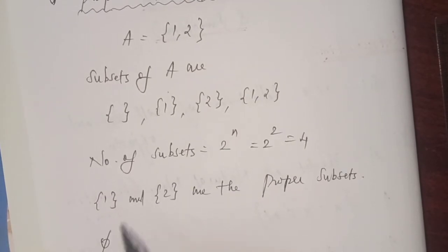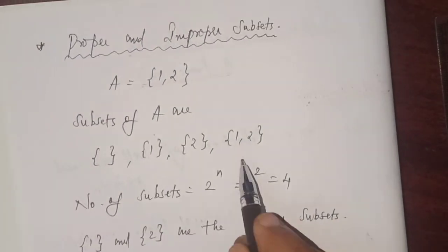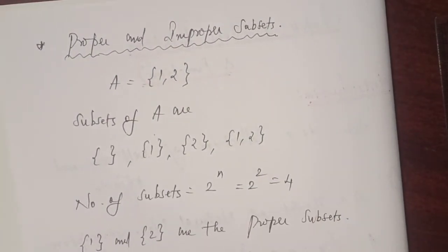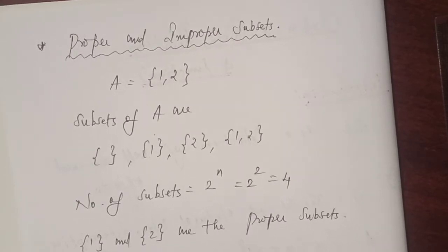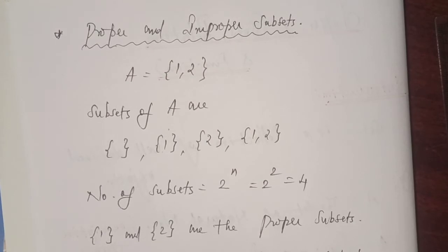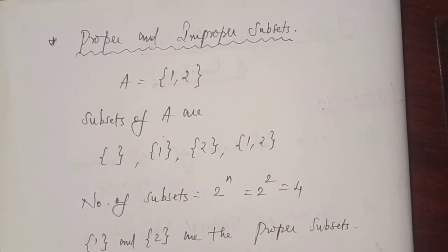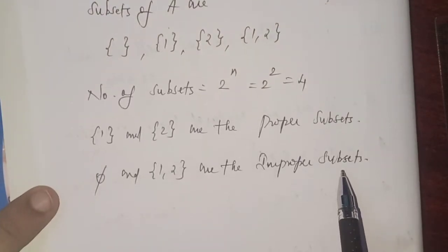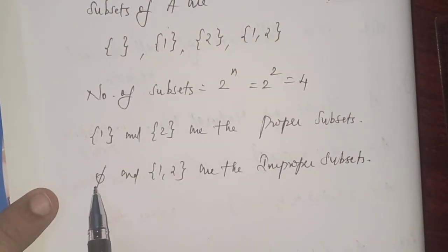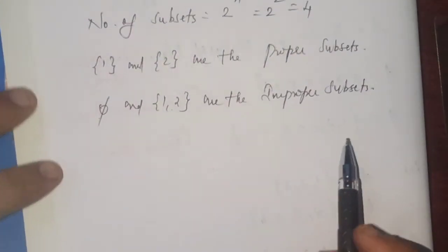Then the empty set, there is an empty set, correct? And the set {1, 2} are the improper subsets. The empty set is an improper subset. At the same time, here 1 and 2, here also 1 and 2, the same set. These are the improper subsets. The empty set, and the same {1, 2} in set A. So these are the improper subsets.